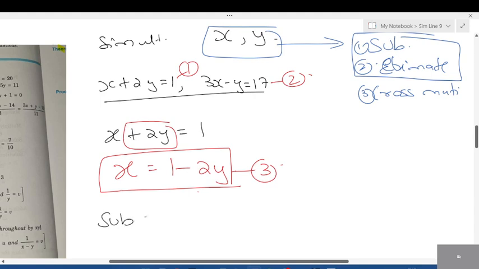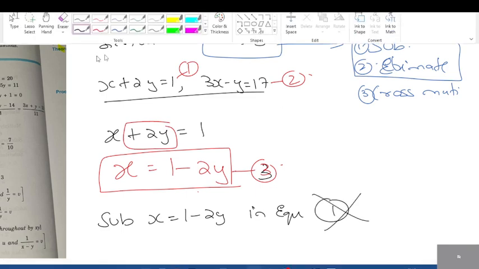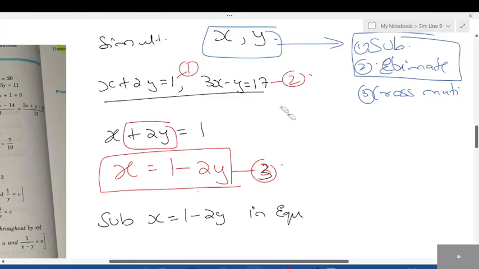Write the equation. Substitute x equals 1 minus 2y in the equation. From which equation did we get this value, first or second? From the first. If you take it from the first, you have to substitute in the second equation. Remember, don't write it in equation 1, you won't get the answer. So we are taking the x value from the first equation and substituting in the second equation. Substitute x equals 1 minus 2y in equation 2.